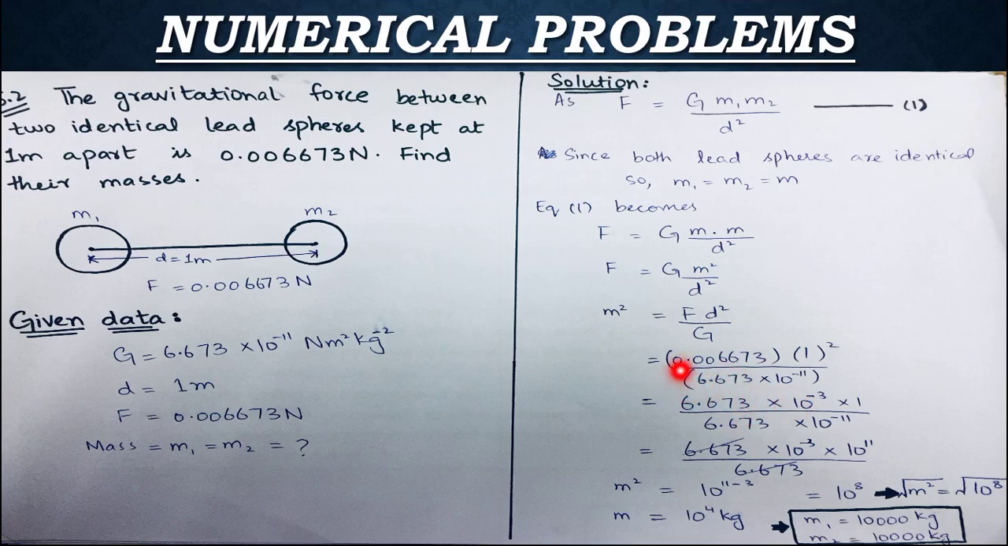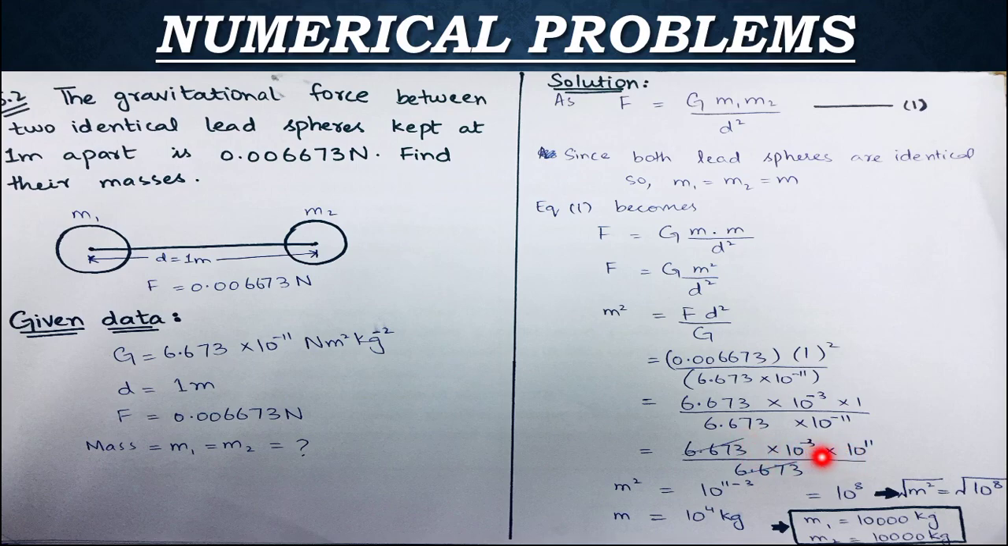Yes, because I am moving the point towards the right hand side, so the power will be negative. The square of 1 will be equal to 1, divided by 6.673 multiplied by 10 raised to the power minus 11. Now if you move the 10 raised to the power minus 11 towards the numerator, the power will be positive. The sign of the power changes. As you can see, in the denominator it was negative. If you move it towards the numerator, it will be positive.